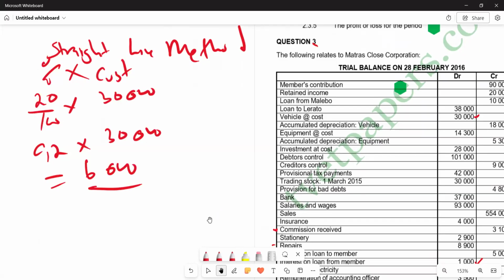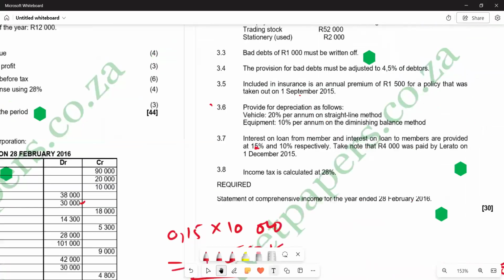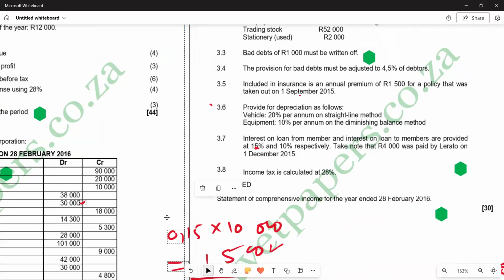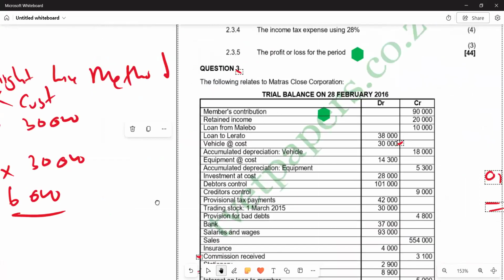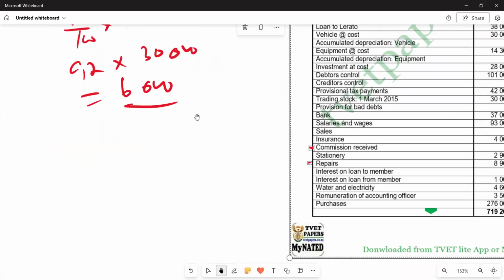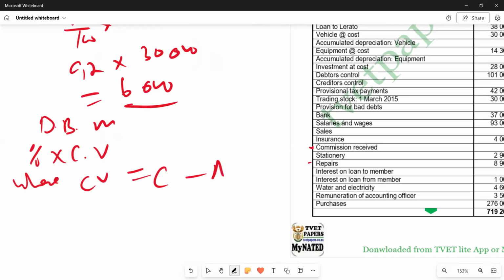And then the other one is using diminishing balance method. It is 10%. So we are saying diminishing balance method. Formula is percentage times carrying value, where carrying value is equal to cost minus accumulated depreciation.